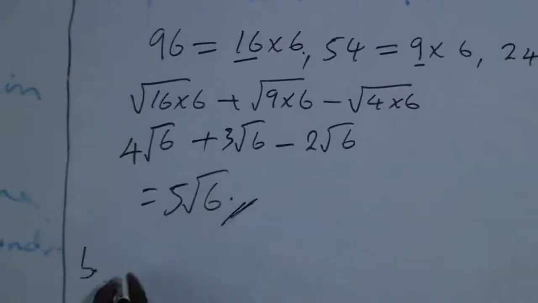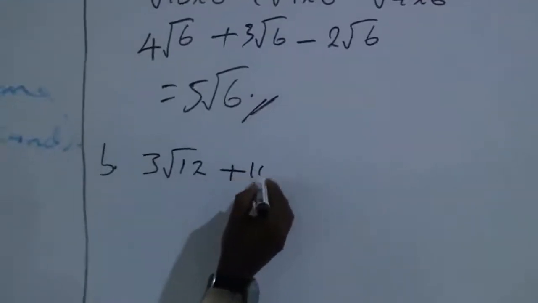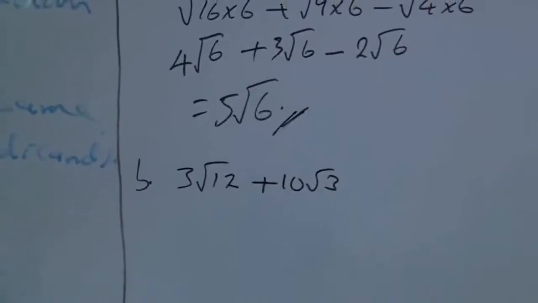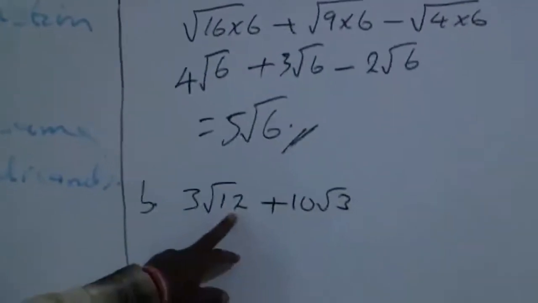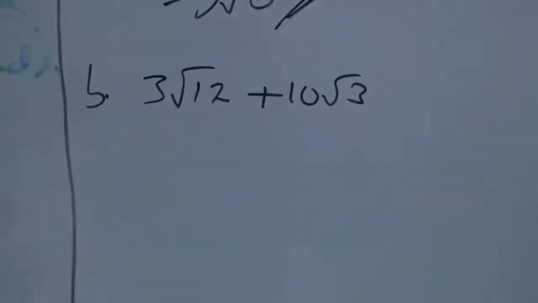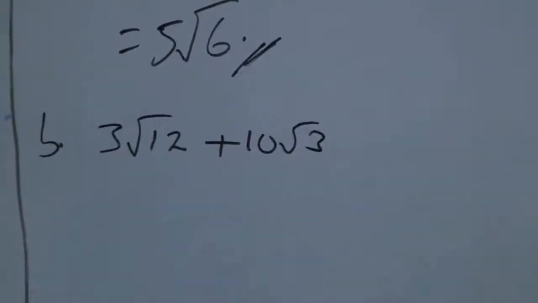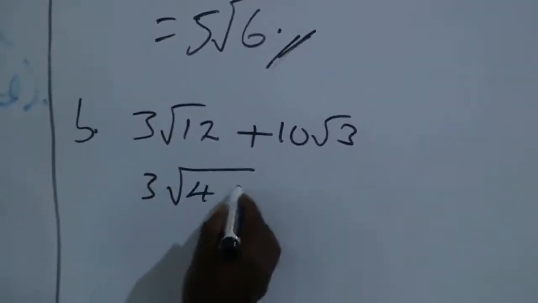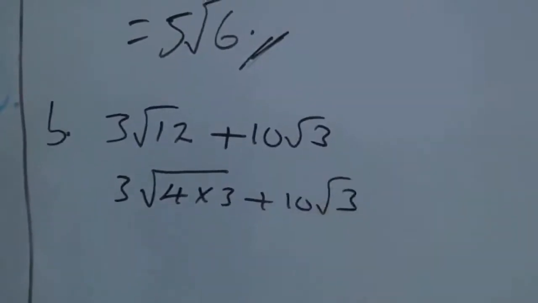The second one, we have 3 root 12 plus 10 root 3. Now, look at this. This 12 can be split, but this 3 cannot. Remember, our interest is the number under the root sign. Now, how do we split 12? We've done that before. So we are going to have 3 root 4 times 3 plus 10 root 3.